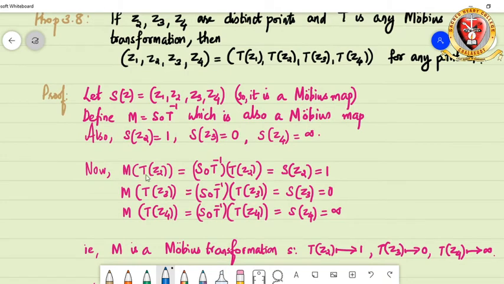Consider M of T of z2, because we need to arrive at some point. We know that M is S composed with T inverse, and applied to T of z2. T inverse and T are inverse functions, that means they make up the identity function here, and we end up with S of z2, and we know that S of z2 is equal to 1. Similarly, we conclude M of T of z3 is equal to 0, and M of T of z4 is equal to infinity.